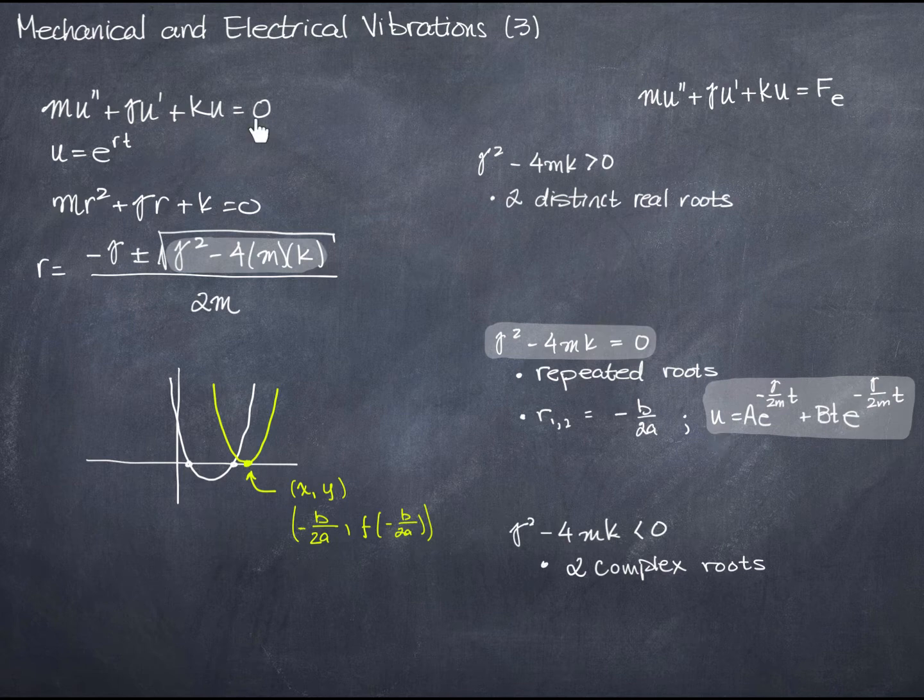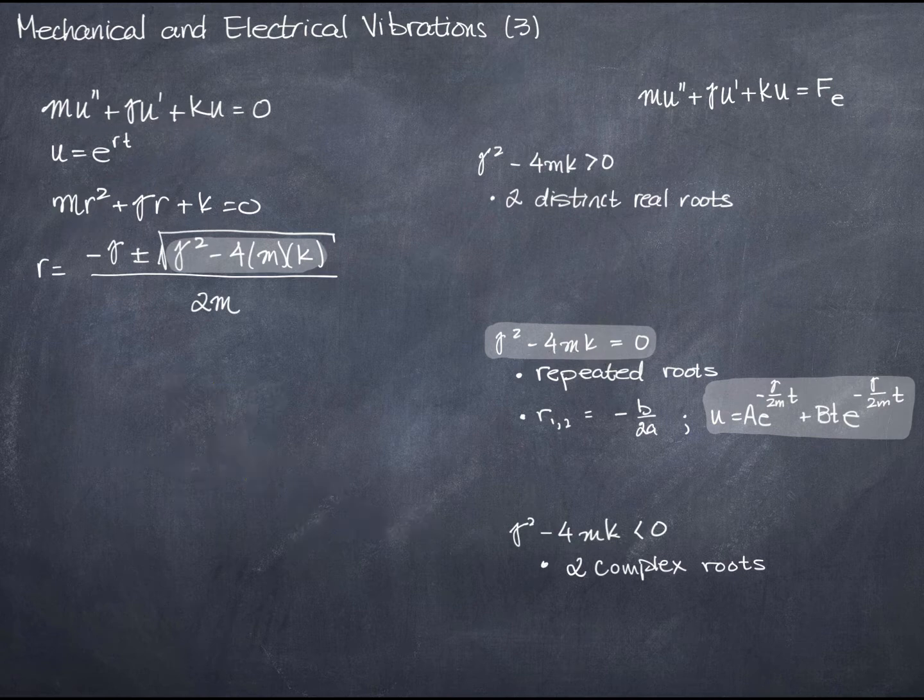And remember, we're working with homogeneous equations, so I don't have a particular solution to the non-homogeneous. I don't have that term tacked onto the end here. So this is the form my solution will take in the case that the discriminant of my characteristic equation is equal to 0. It's also worth noticing that if gamma squared minus 4mk equals 0, then gamma squared equals 4mk. And if I take the square root of both sides, I get gamma equals 2 times the square root of mk.